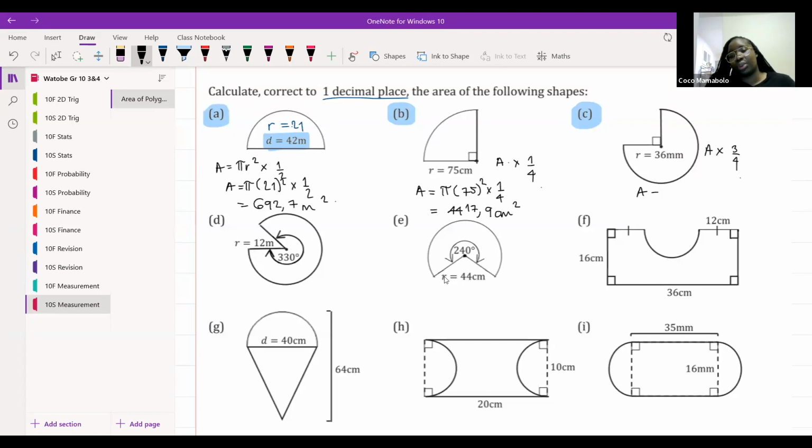Right. So the area of this one is going to be pi times 36 all squared times 3/4. The answer we should get here is 3053.6 millimeters squared. Give yourself a mark out of 3.